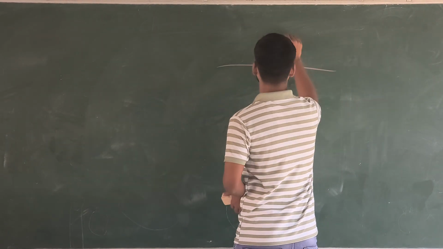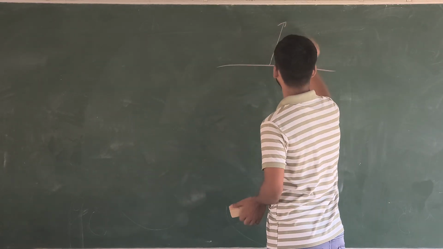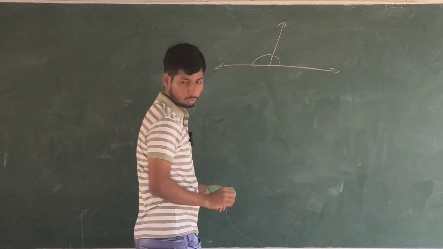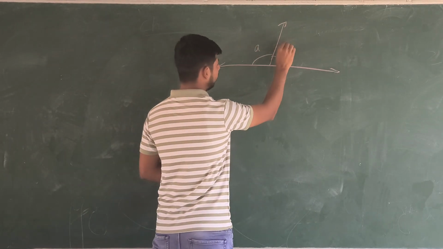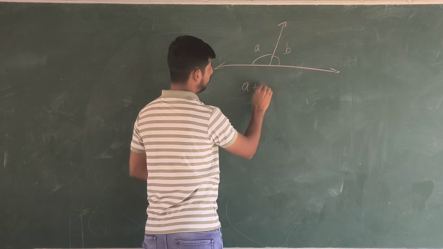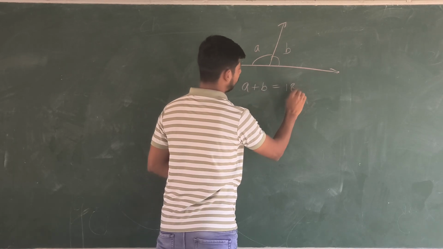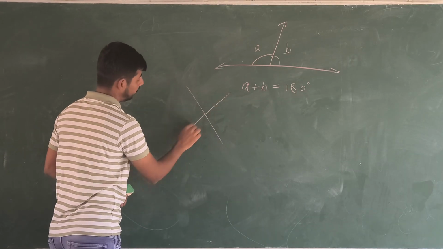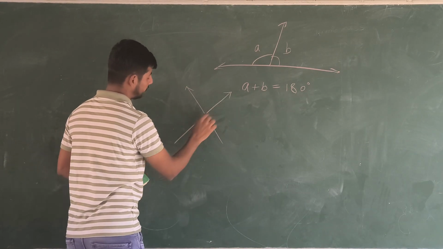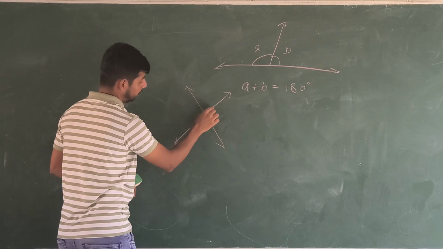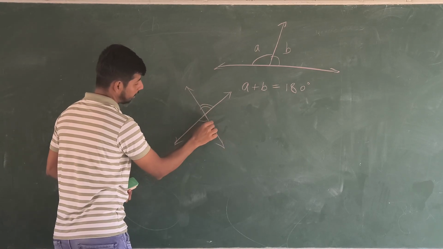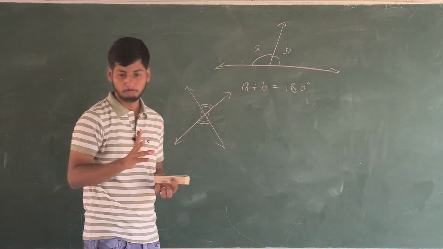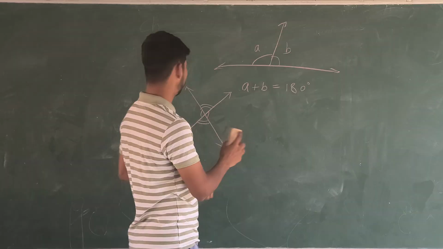For a quick revision, there is a line, and if a ray stands on it, then the sum of angles is equal to 180 degrees. If it is A and B, then A plus B is equal to 180. This is linear pair. And vertically opposite angles are equal. If two lines intersect at a point, then the vertically opposite angles are equal. So these two theorems I already proved to you in the last class.